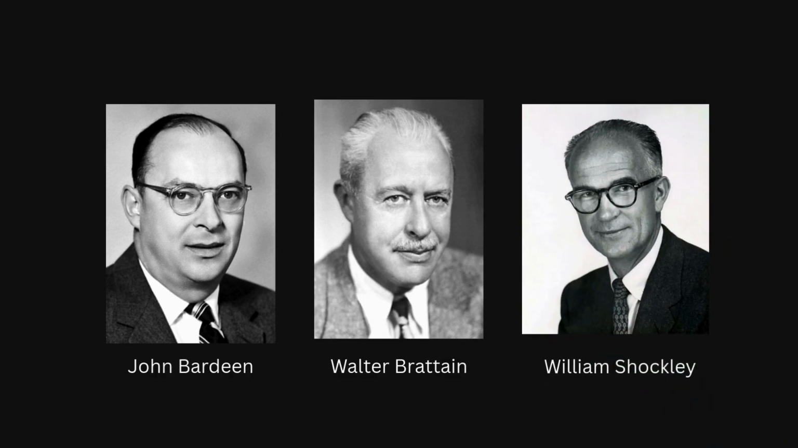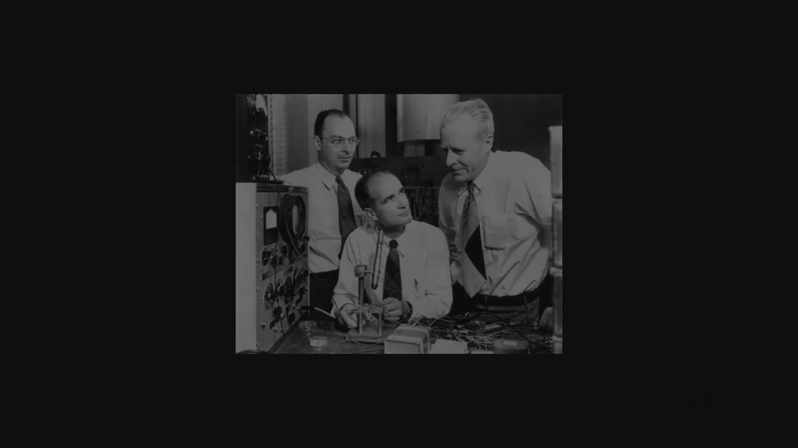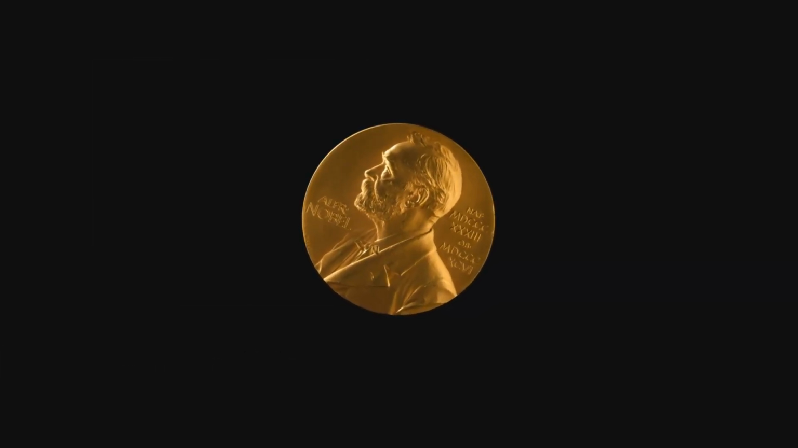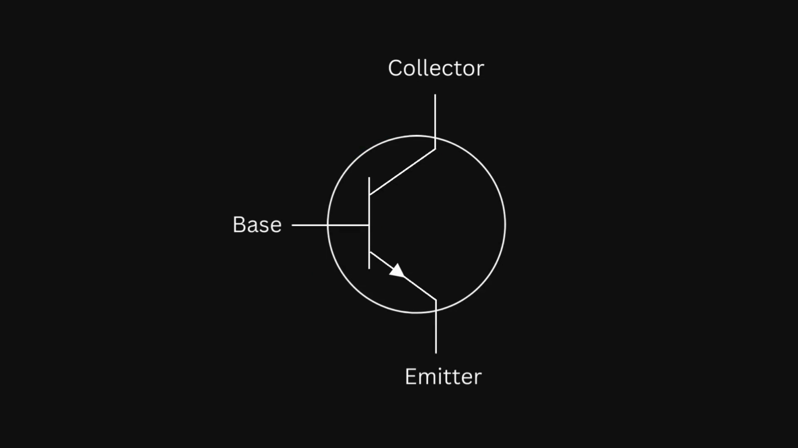In 1947, three physicists, John Bardeen, Walter Brattain, and William Shockley, were working on a physics problem at Bell Labs, where they built the first working transistor. They even won the Nobel Prize for this in 1956. A transistor has three parts: emitter, base, and collector. When you send a small electric current to the base, a large current flows from emitter to collector. In simple terms, it is an electrically controlled switch.